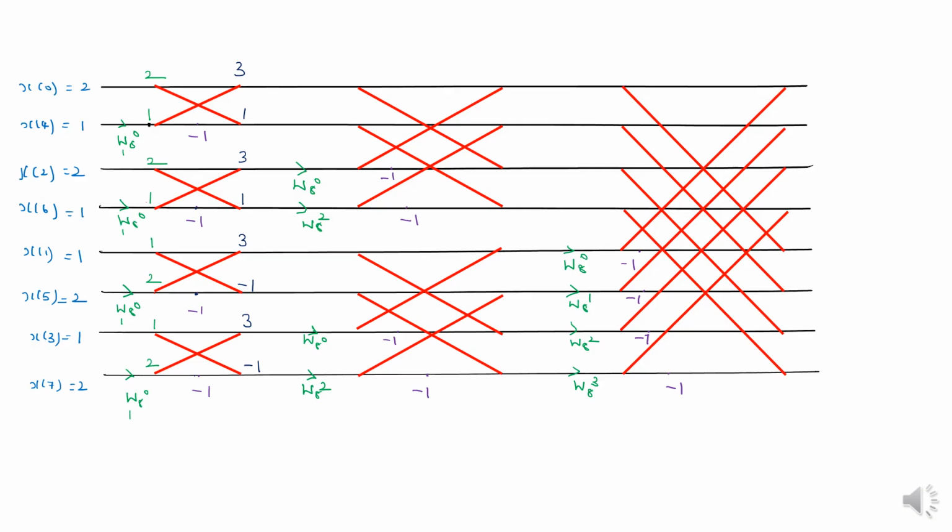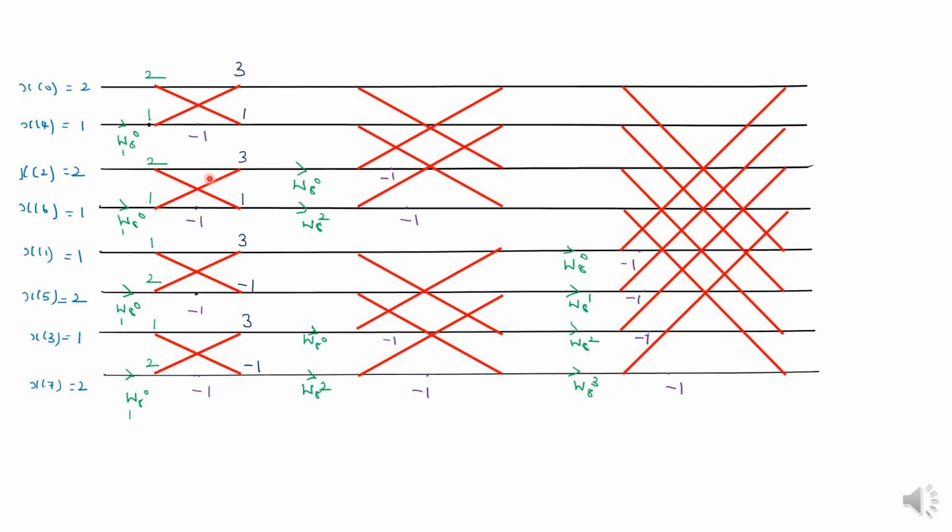Now we need to mark the input along stage 2. How do we find the input along stage 2? What is the input at this point? Okay, so 3 is directly connected here. So the input at this particular point is 3. Similarly, 1 is directly connected here. Input at this particular point is 1.